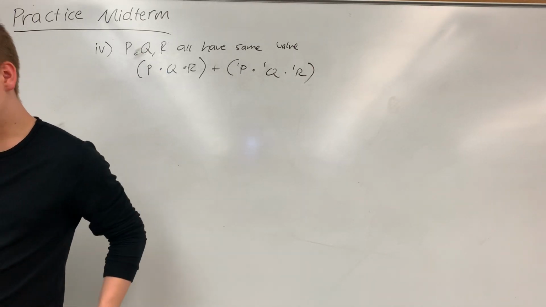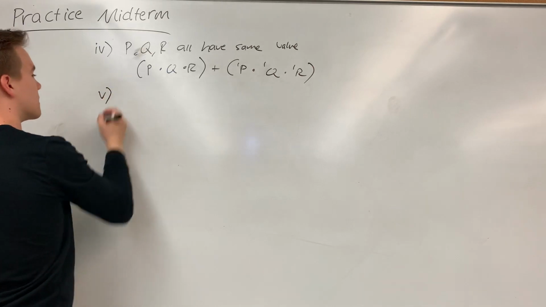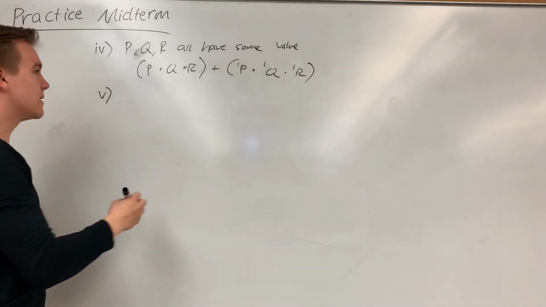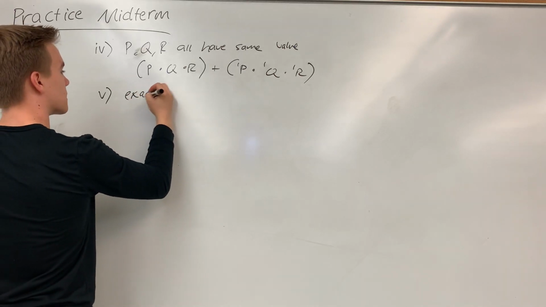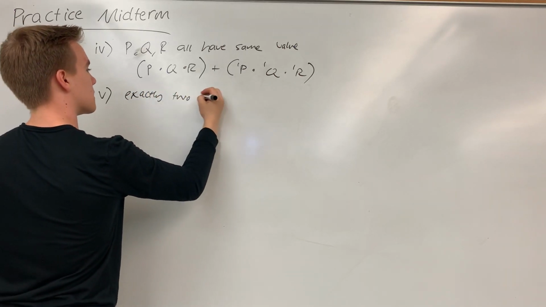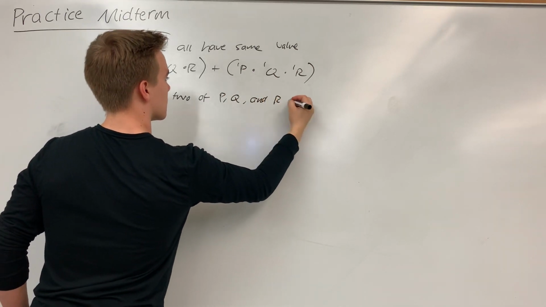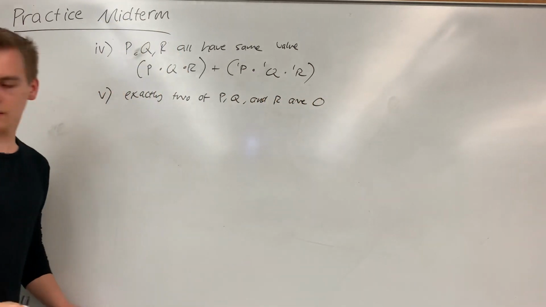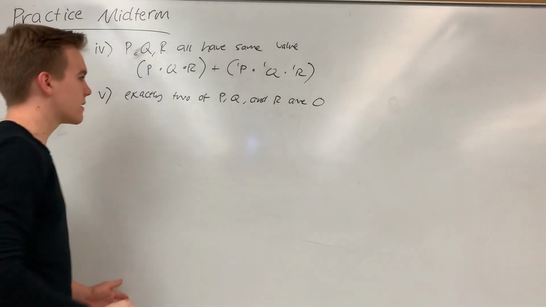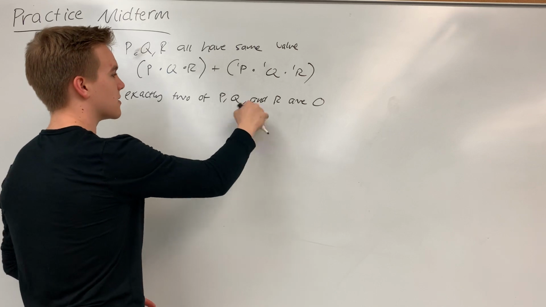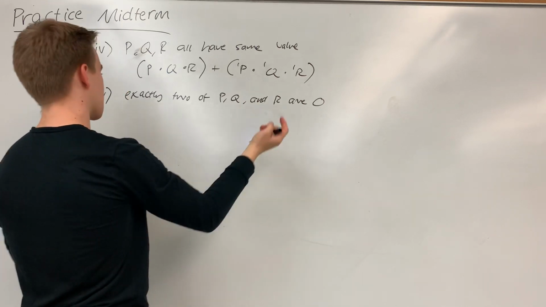Then exactly 2, so this is for now 5. Exactly 2 of P, Q, and R are 0. Okay. So there are, I think, 3 ways that this can be done. P and Q can be 0, Q and R can be 0, or P and R can be 0. So I'll just write out those 3 cases.